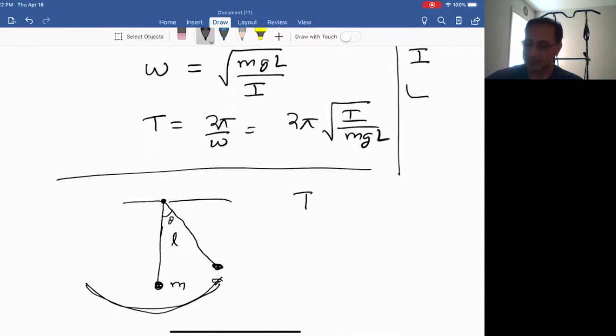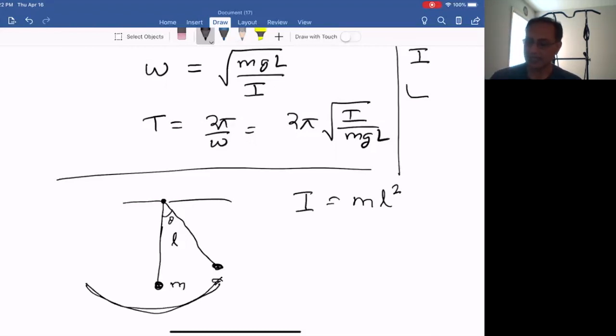So for this system, the I would just be the moment of inertia of the point mass m about an axis which passes through the pivot point. So what is the formula that we're going to use? The moment of inertia of a point mass, as you know, is just going to be mr squared. So in this case, it's going to be m multiplied by L squared. So that's the moment of inertia of a point mass at a distance L from the axis of rotation. So that was no problem.